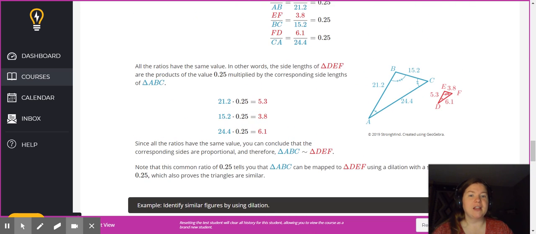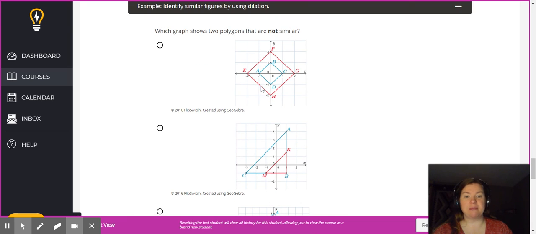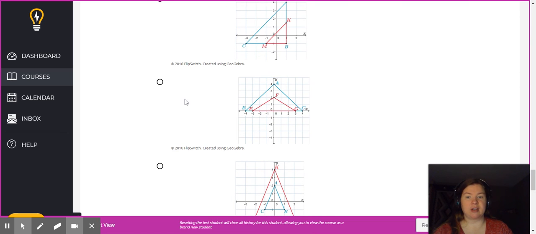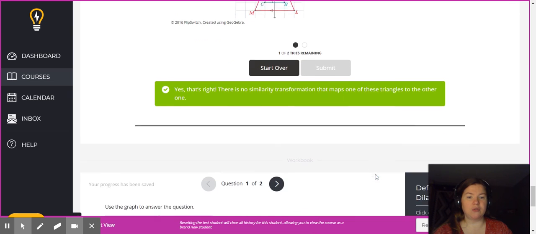We don't. Okay, so we just want to talk about which of these polygons are not similar. Again, same shape means similar, not same shape, not similar. Those are the same shape. Those are the same shape. These are not the same shape. These are the same shape. So that's just checking that, and woohoo, we got it.